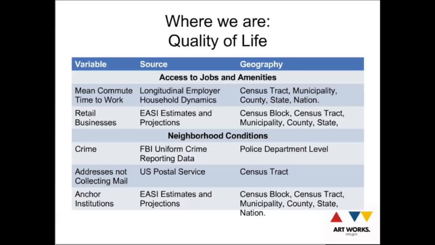The post office tracks addresses that have been more or less abandoned or are under construction and not yet ready to be occupied. When tracked over time, this measure can help reveal the changing conditions of a neighborhood. And finally, anchor institutions such as places of worship and community centers and social service agencies can reflect the extent to which conditions in an area are likely to endure.